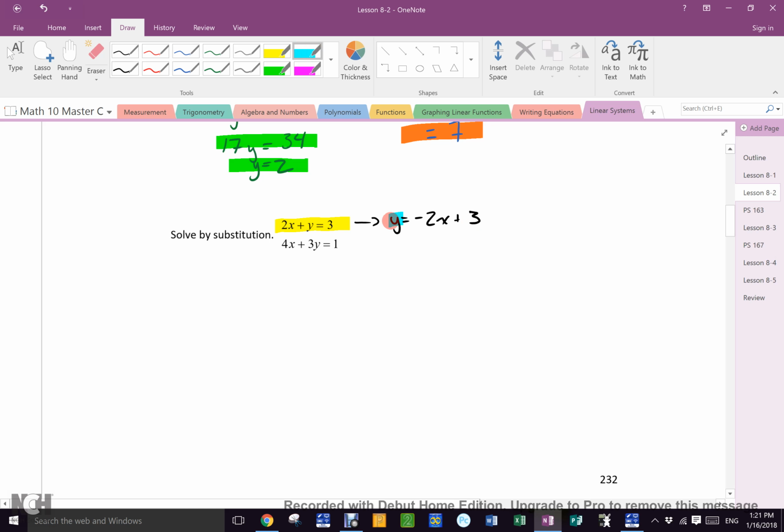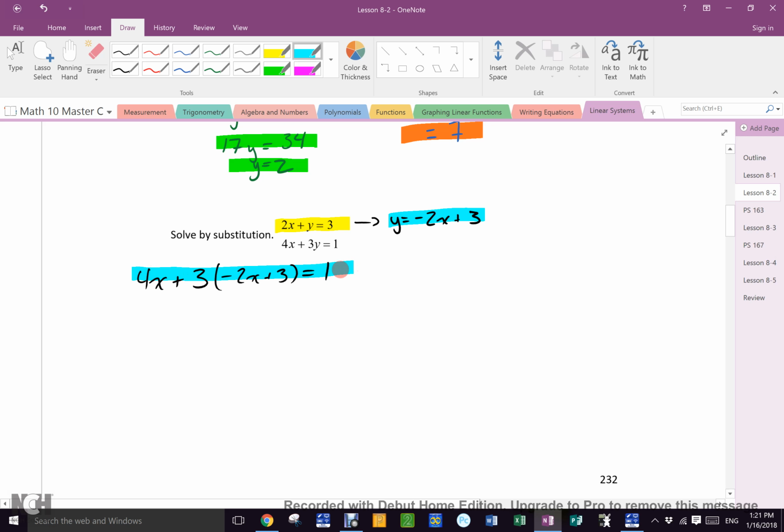Now I've got my blue. Where does it go? Into the second equation. The second equation was 4x plus 3 what? Right. It's not y anymore because we just found out what y was. What does that equal? 1. There's my blue step.